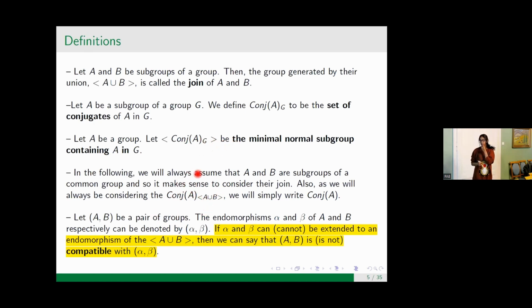For the rest of this talk, you'll have two subgroups A and B, and we'll always be considering it with respect to their join. And so we will drop this subscript and write just conjugates of A. Okay, the main definition: let A, B be a pair of groups. The endomorphisms alpha and beta of A and B can be denoted by this ordered pair. And if alpha and beta can be extended to an endomorphism of their join, then we say that alpha and beta are compatible with A and B.